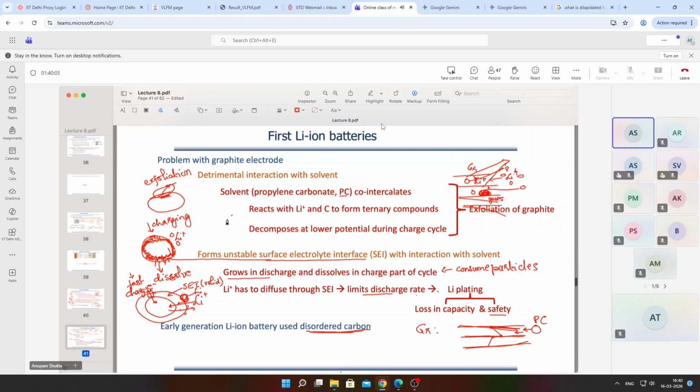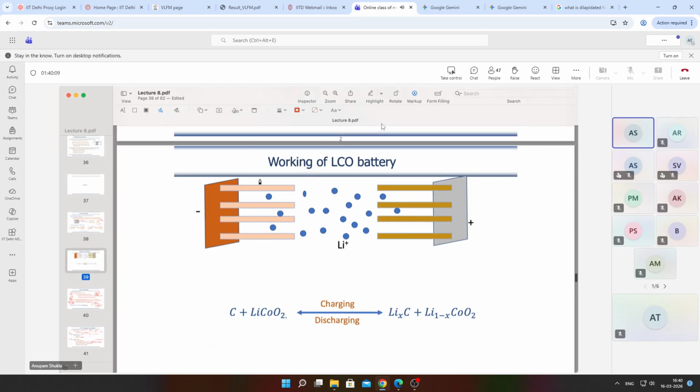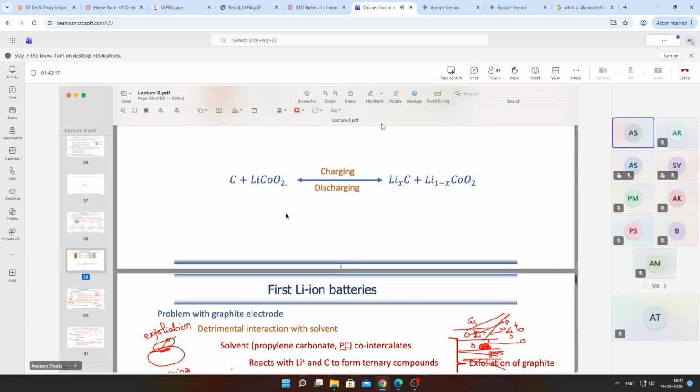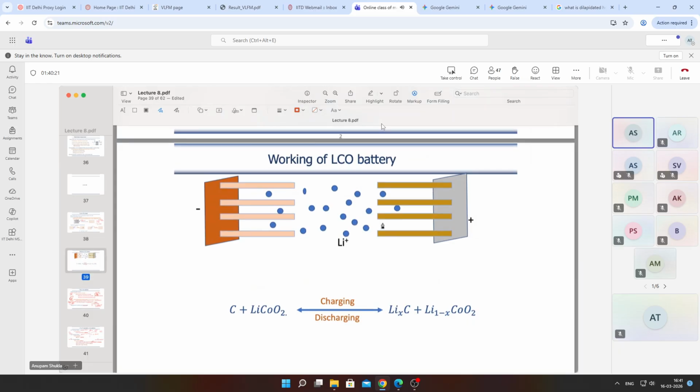But this is just to tell you that when people tried to use this concept of the battery, with negative electrode as graphite and LiCoO2 as positive electrode, then these cells were not working. And they were not working because the negative electrode had these problems. Just look at the timeline.